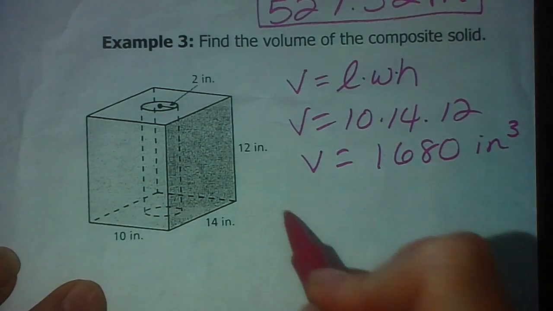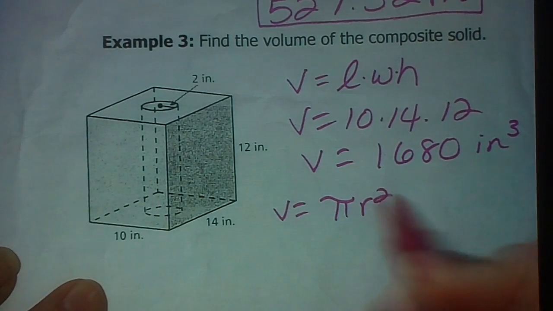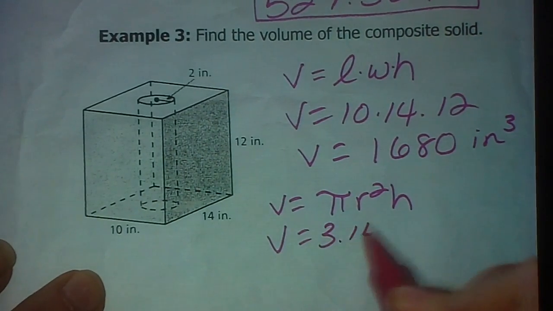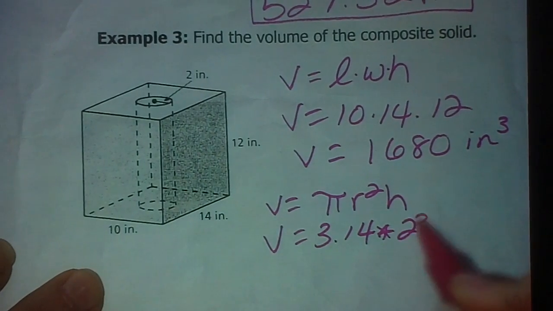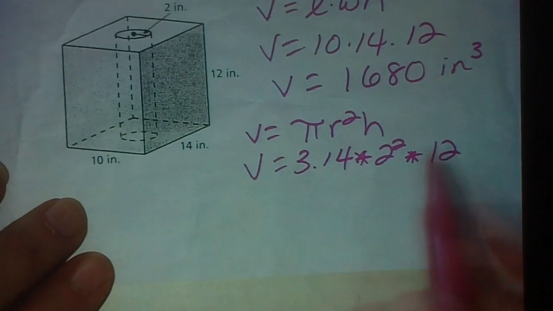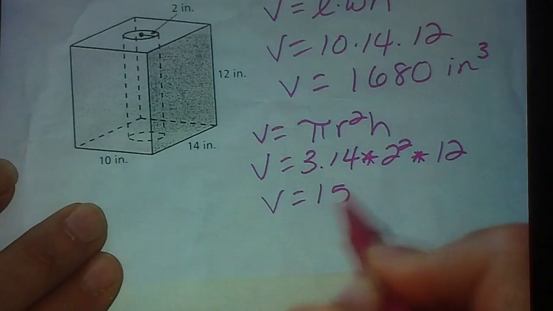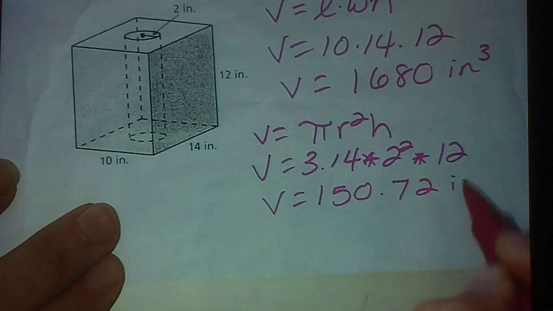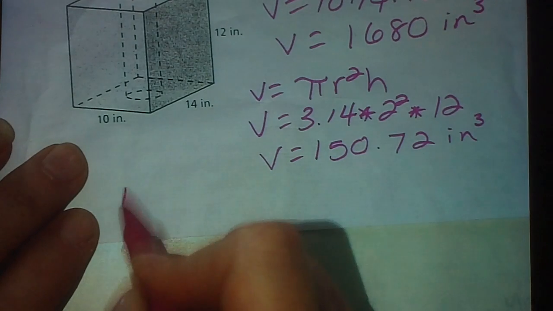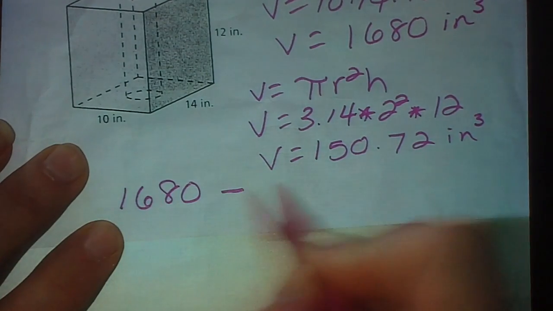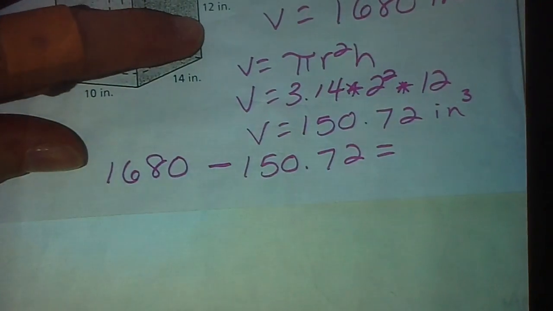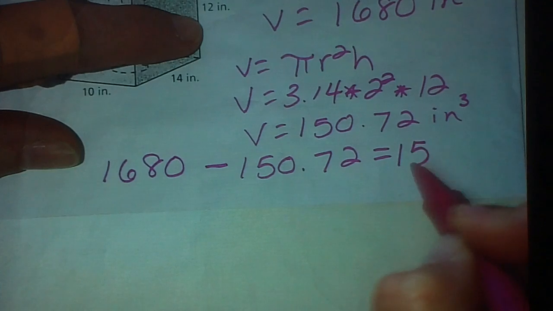Now the cylinder has a volume of pi r squared times h. So that would be 3.14 times 2 squared times 12. And that turns out to be 150.72. And what do we have to do with those numbers again? Yes, we're going to subtract them. 1,680 minus 150.72, and you end up with 1,529.28 inches cubed.